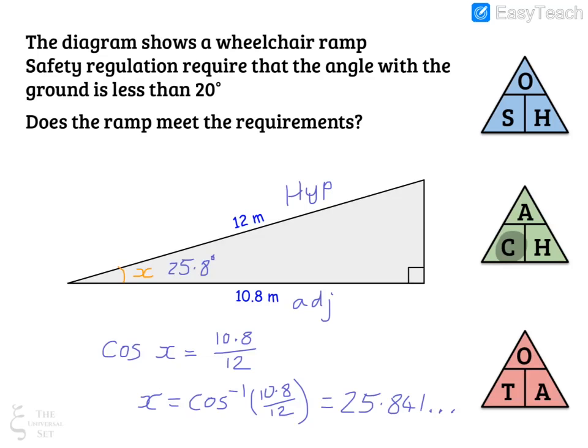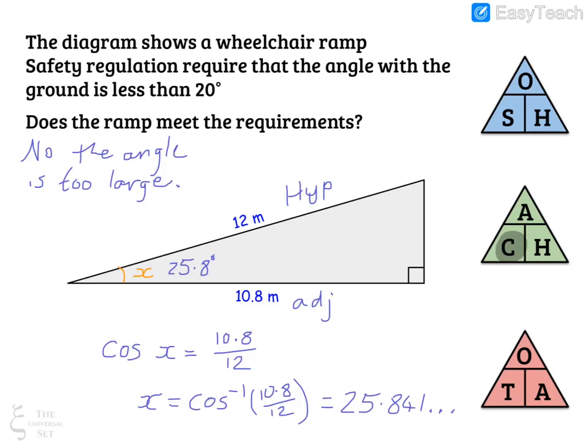But we don't stop here. We've not answered the question, because the question was actually not what's the size of this angle. The question was, does the ramp meet the requirements? Now, what do the requirements say? Safety regulations require that the angle with the ground is less than 20 degrees. I've just found that the angle is nearly 26 degrees, so it's much too big. This ramp is too steep to be safe. So, does the ramp meet the requirements? No. The angle is too large.